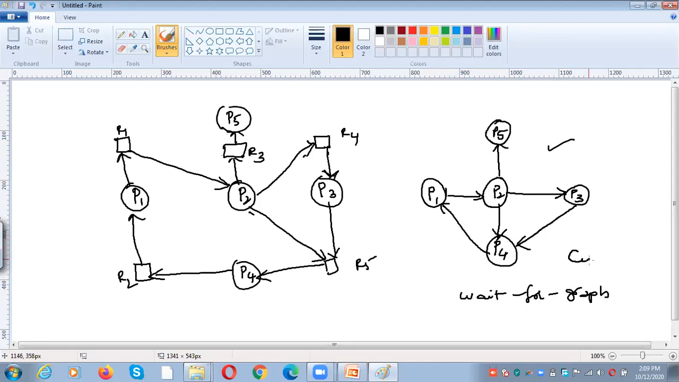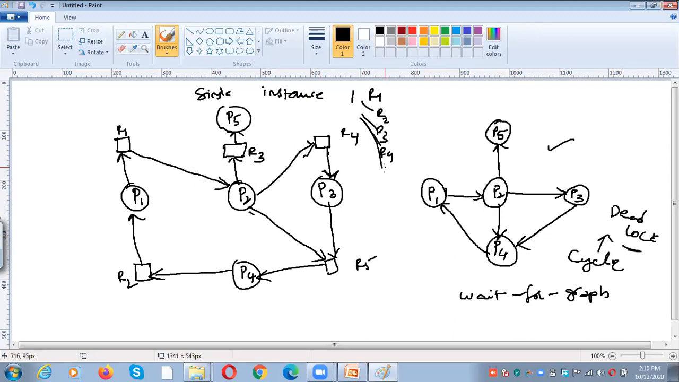If there is a cycle, then we can say that a deadlock is detected. This is called a single instance wait for graph. Single instance, why? Because there is only one R1, one R2, one R3, and one R5. There is only one instance of each resource available in this example: one resource of type R1, one of type R3, one of type R4, one of type R5, and one of type R2.